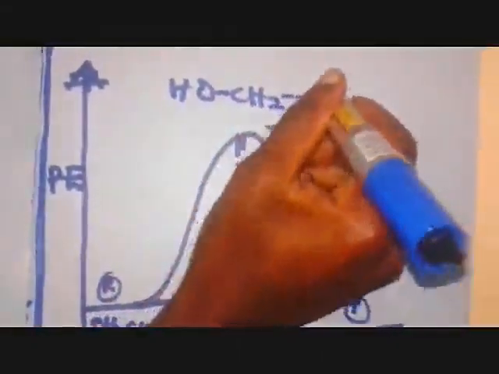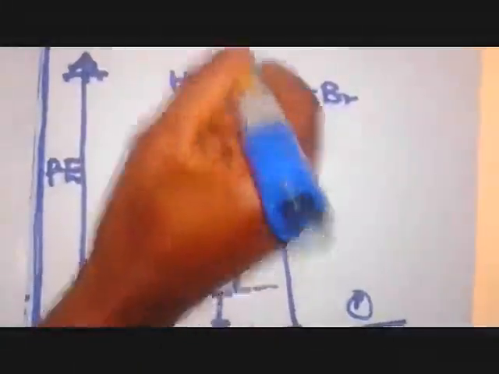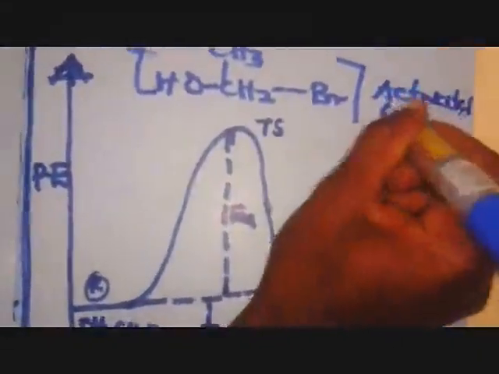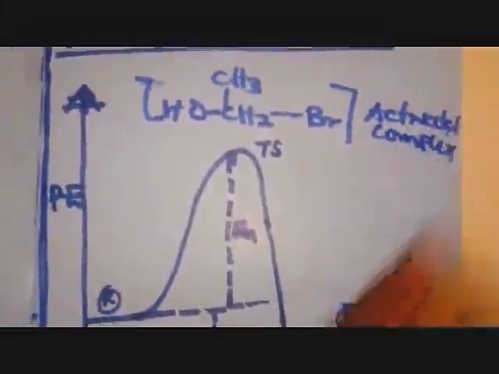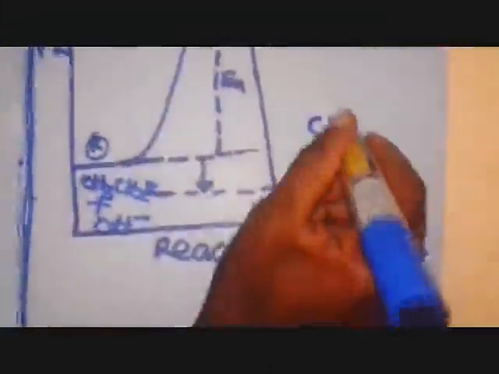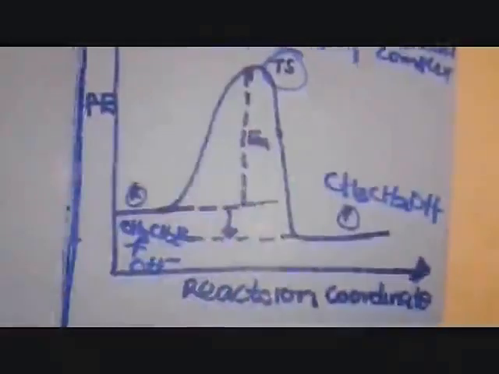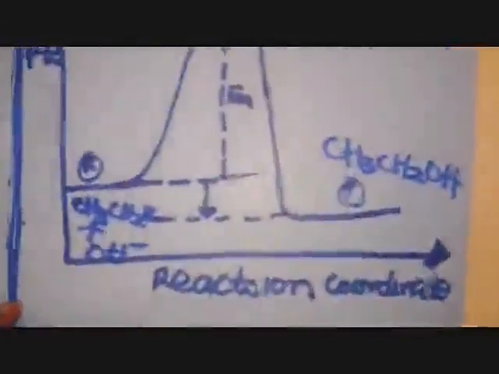which looks like that. The Br is breaking off as the OH is forming, and then we have our methyl group there. This one is our activated complex. Don't forget that. Then here we form our product, which is CH3CH2OH. Now in this case we have one transition state, not like the other side where we had added transition states.